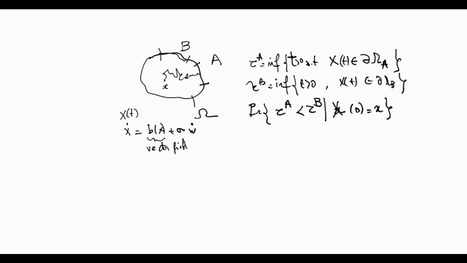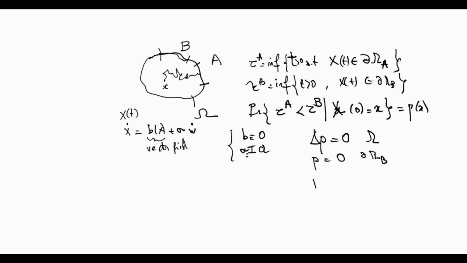Then we found for p of x an equation which, let me remind you, when b was equal to 0 and sigma is identity, we found that p satisfies Laplacian p equals 0 on omega, p equals 0 on d omega B, p equals 1 on d omega A, and everywhere else, where we assume that the particle is going to be reflected, we have, for example, dp/dn, the Neumann derivative, equals 0 on d omega minus d omega A and d omega B.